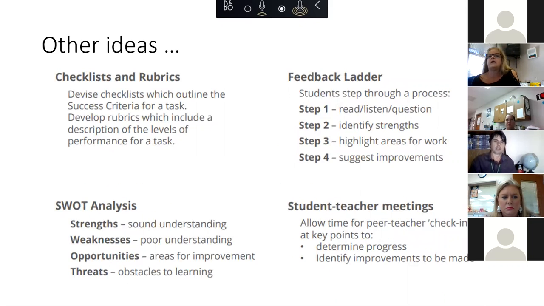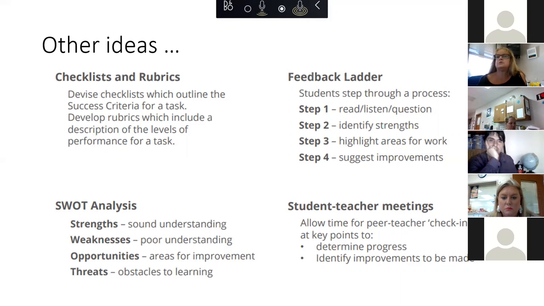And there's some other ideas. Rubrics. I don't see rubrics enough. We need to have more rubrics around the success criteria. The SWOT analysis is another way that you could do a rubric, or have the kids self-assess whether they understand something. A feedback ladder is where the students read and listen to questions.